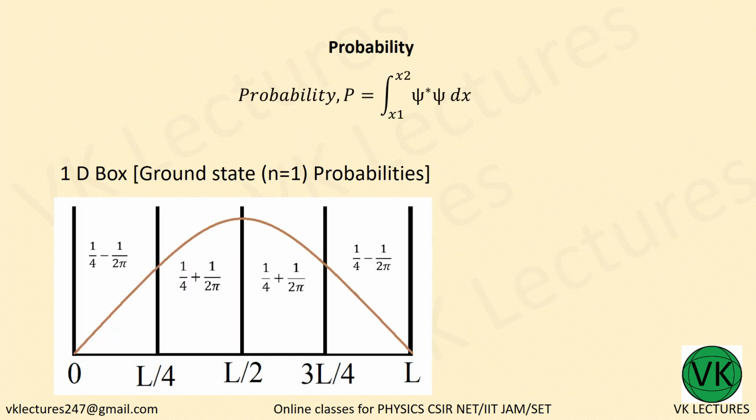Probability is given by the formula as we have discussed earlier. P is equal to integral from x1 to x2, the points where we have to find the probability, psi star psi dx. Now here we have the 1D box which is in ground state, which means n equal to 1. Then for a 1D box, now this is one more parameter we have to define here. It is unsymmetric box.